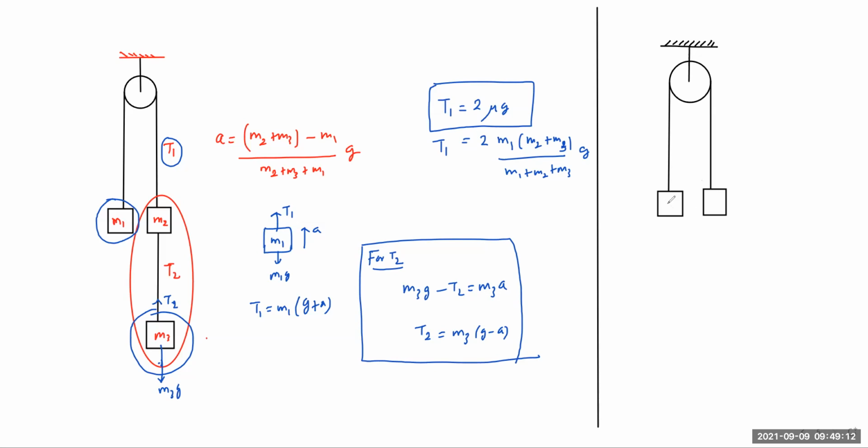So m, so 2m, and let's call this m. So can you find the acceleration and tension in both these strings? Yes, sir. Yes, do it. Do it fast. Now this time you know all the tricks.